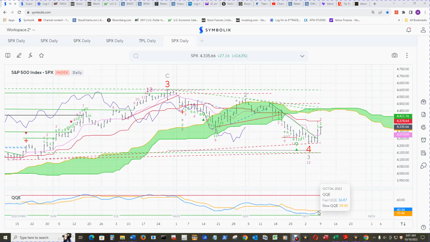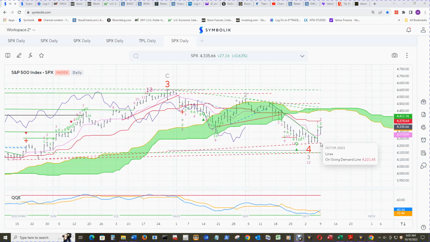And the QQE fast went above the QQE slow in yellow here, which took a dip down, and the fast took a dip up. So that's a nice crossover from a low level below 50. Anytime it happens below 50, that's a pretty good sign of more room to the upside.